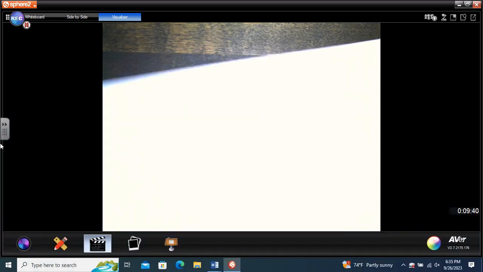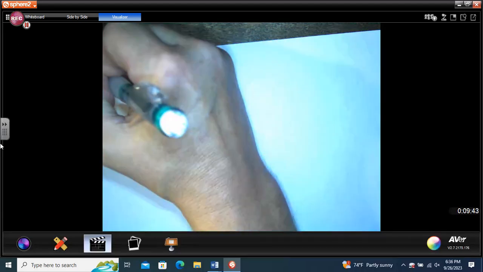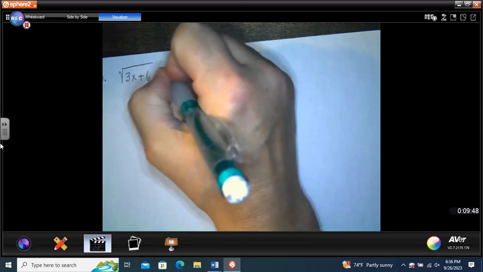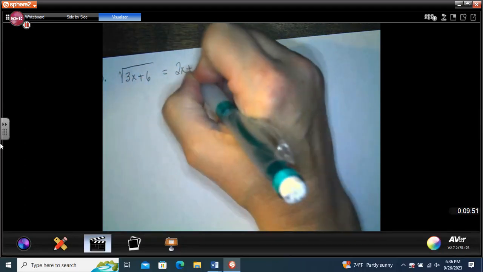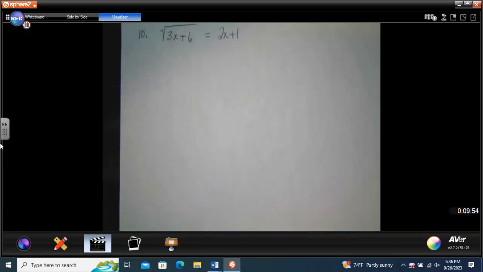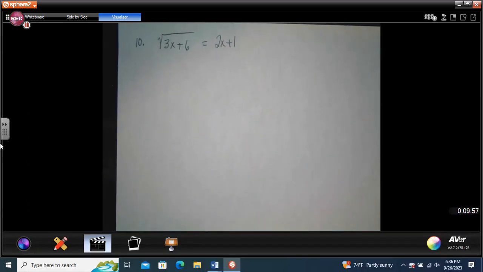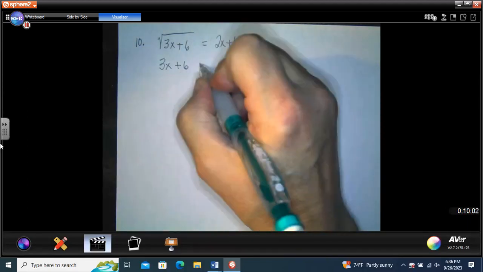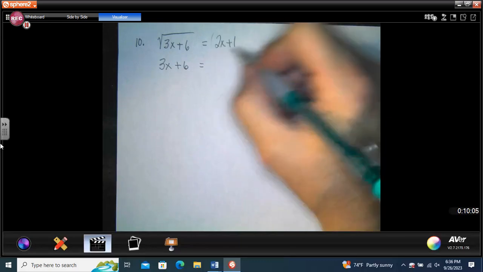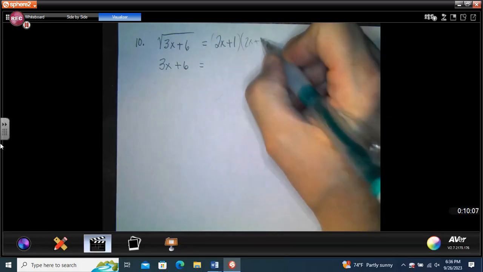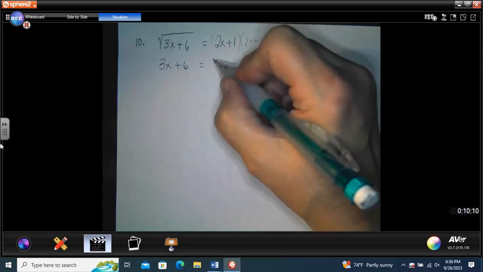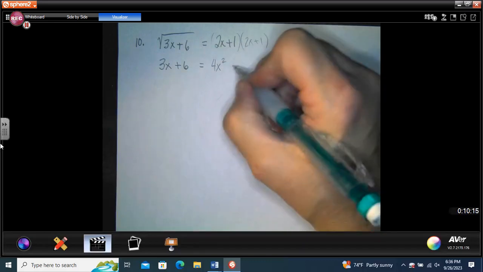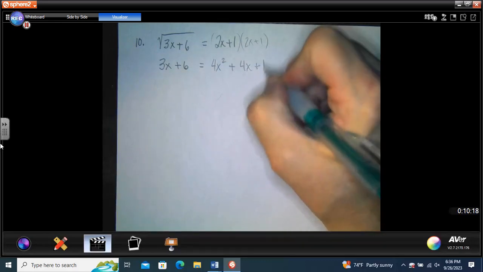And so then we have number 10, which is the square root of 3x plus 6 equals 2x plus 1. So it looks like I might have made this problem up, and so this might get ugly. But we're going to square both sides, which means over here I'm going to get 3x plus 6. And over here, I'm taking 2x plus 1 times 2x plus 1. Okay, so I'm going to get 4x squared, plus 4x plus 1.